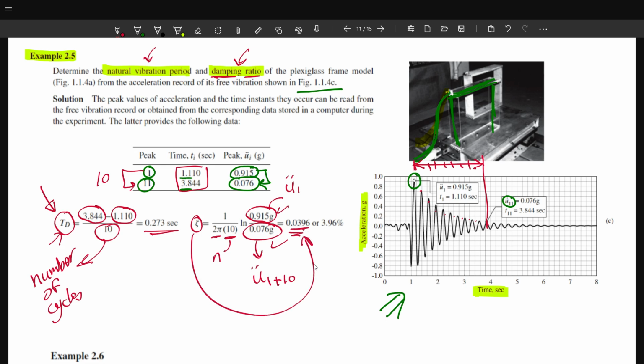0.0396. Take care, it is read like this, and we put it like percentage, 3.96. This system is having 3.96 damping ratio. Okay, so now this is a very good example for us on how we can calculate the damping ratio and the damped period of a system based on experimental data in the lab.